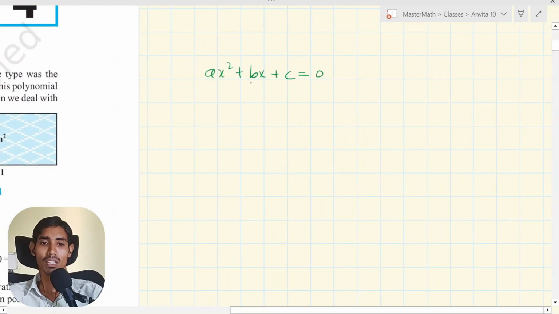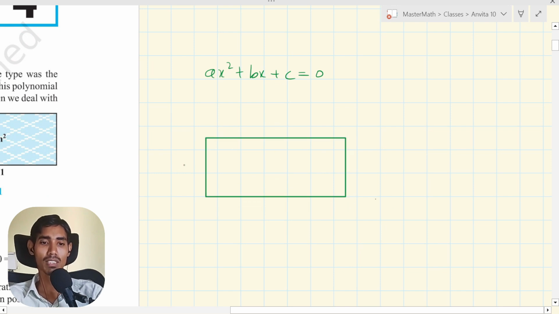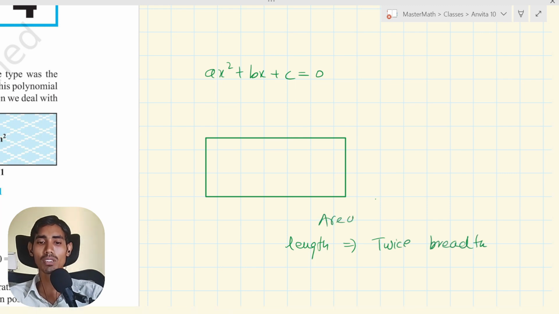Now suppose we have a park, and the length of this park is twice the breadth. The area given to us for this is 800 meter square. So now we have to find the length and breadth. Generally what we do is, this is 800, this is x, and this is 2x.